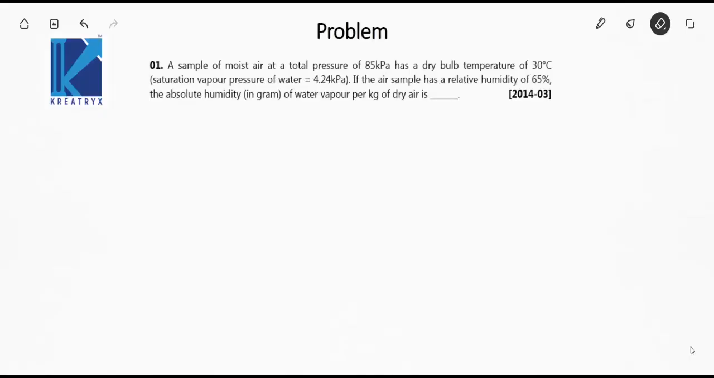Let's solve some previous year GATE problems from psychrometry, heat pumps and cycles. Firstly, I am going to take some questions from psychrometry.